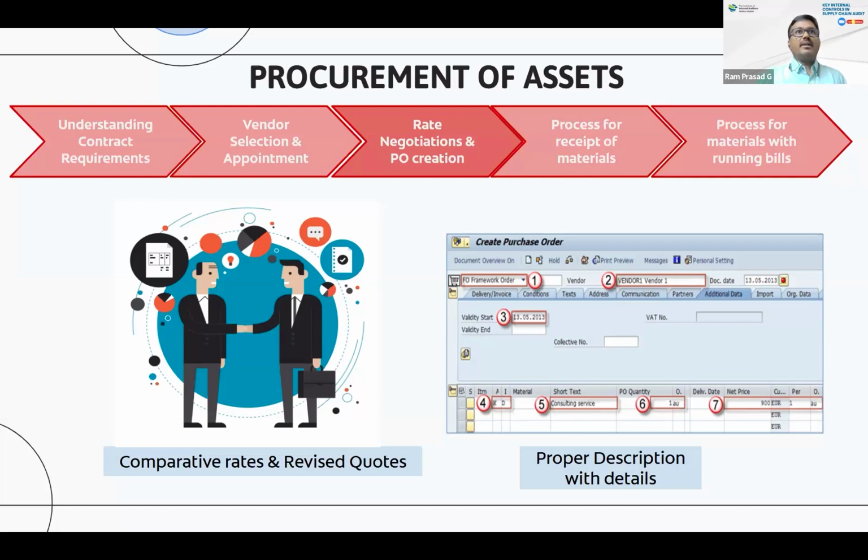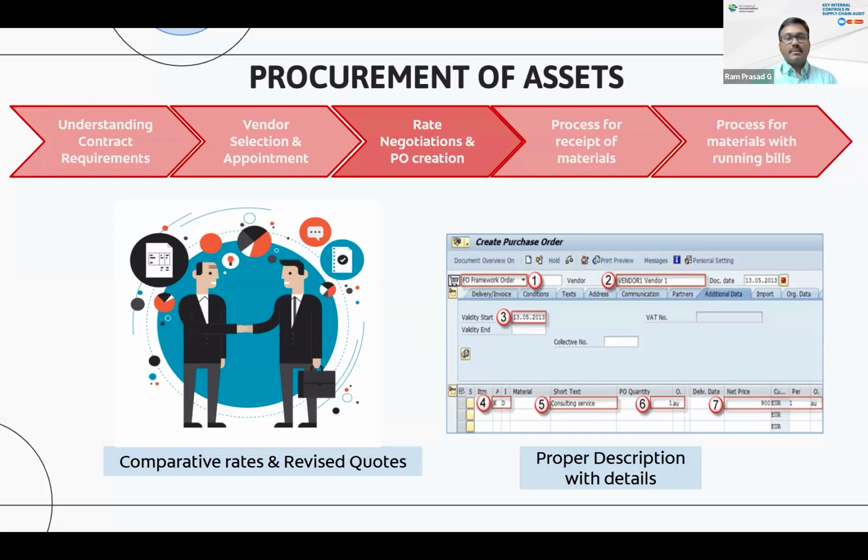We need to see it's not just whether comparative quotes exist. What is the revised quote? The final rate which has been negotiated, has that been documented? Do they have a backup? This is an area which we need to always check.